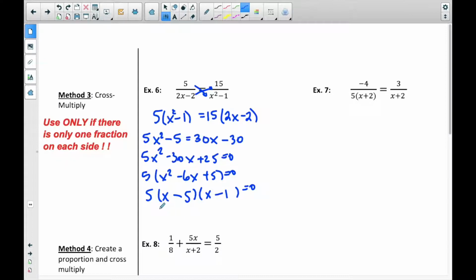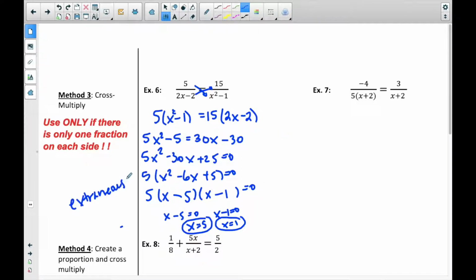So when I do this, remember that 5 doesn't do anything to the problem. What it does to the graph is it stretches it vertically and makes it longer, but it does not change our x-intercepts. For our x-intercepts, or our solutions, because x-intercepts are the solutions, we just have to set each of those equal to 0 and solve it, and we get our 2 solutions of x equals 5 and x equals 1.